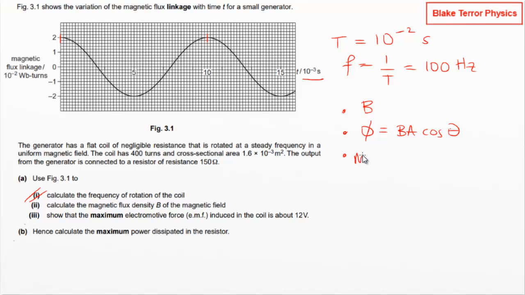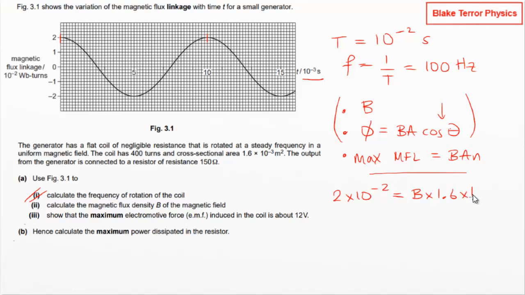So the maximum magnetic flux linkage is going to be equal to B times A times N, because our magnetic flux linkage is the magnetic flux multiplied by the number of turns. So we're just ignoring that cos theta because that's going to be equal to 1. Obviously, you don't need to put all of this in your exam answer. So what is our maximum magnetic flux linkage? It is 2 times 10 to the minus 2 Weber turns, and that is equal to B times 1.6 times 10 to the minus 3, and then the number of turns is 400.